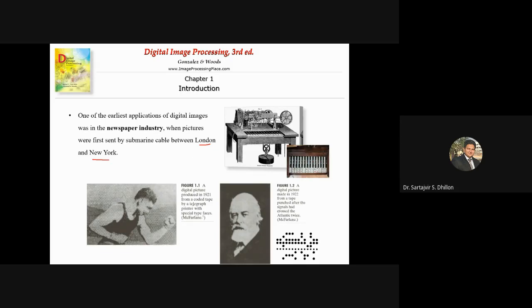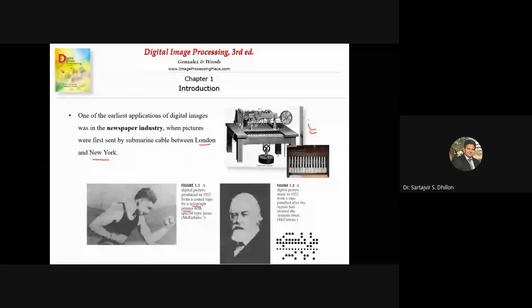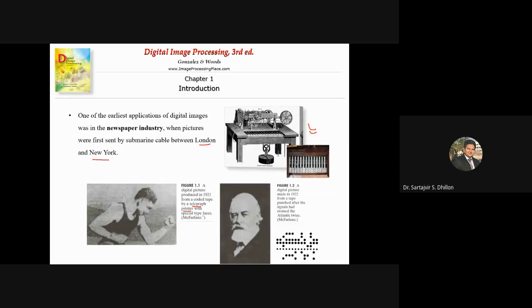They were using the telegraph printer. A telegraph printer is a device, and here you can see the visual of that printer, where some alphabets and some numeric values are there. There is a keypad where you can write. But if you want to design a picture, then it is made up of small dots within that image.